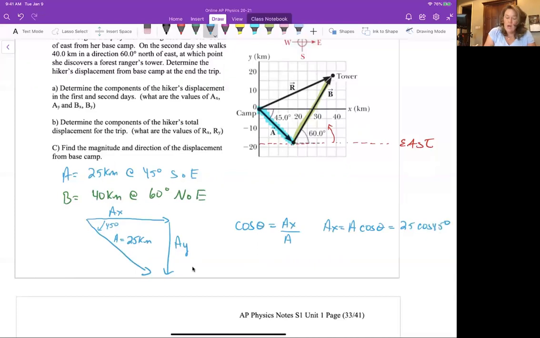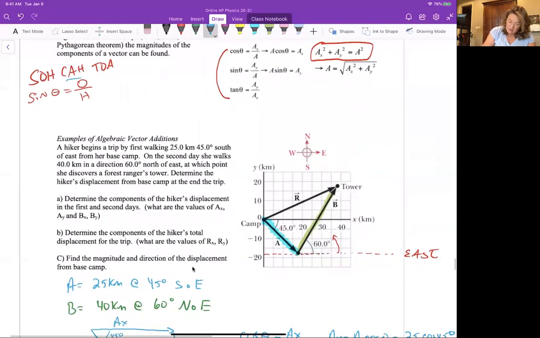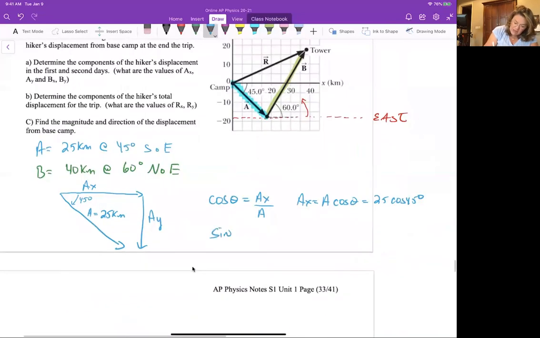Now I need to do the same thing for y. The component of that vector in the y direction is located opposite of the angle that we have, and I have the hypotenuse, so I'm going to use sine. So I know that sine of theta, which is 45 degrees, is equal to the y component of that vector divided by the hypotenuse, and I will find that its y component is equal to the hypotenuse times sine of theta, which will be 25 times sine of 45 degrees.